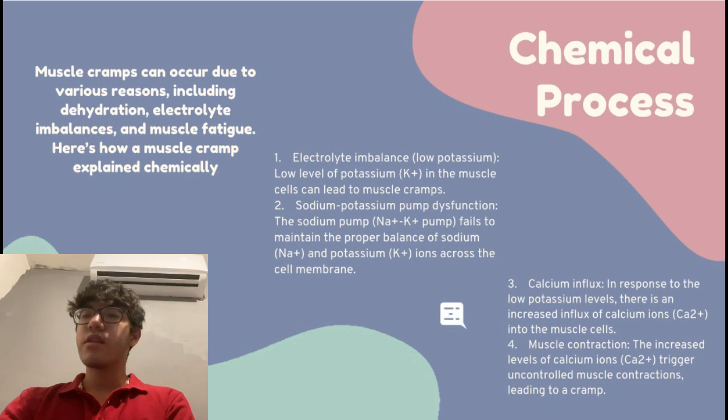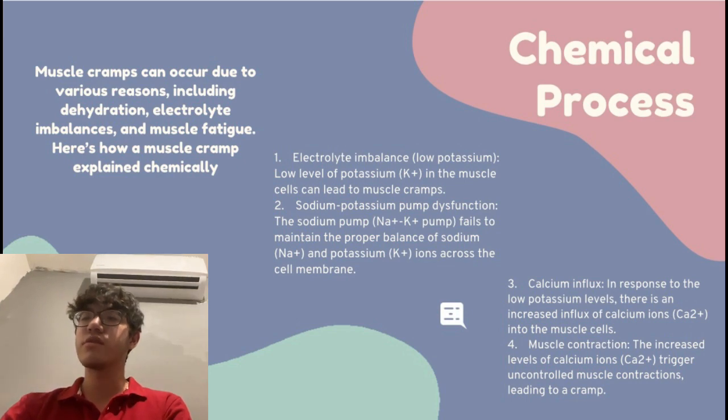First, the electrolyte imbalance, that means low potassium. The low level of potassium in the muscle cells can lead to muscle cramps. Second, the sodium-potassium pump dysfunction. The sodium pump fails to maintain the proper balance of sodium and potassium ions across the cell membrane.